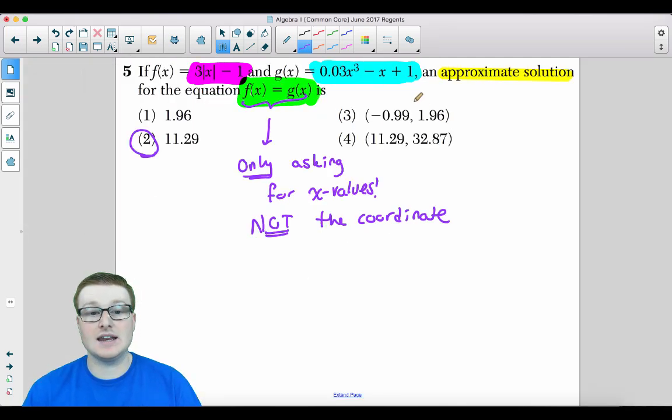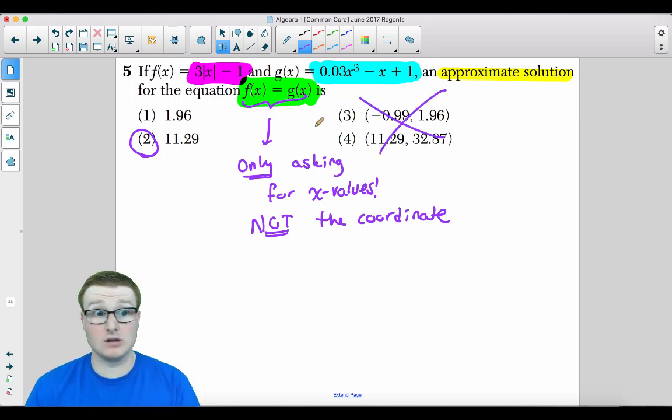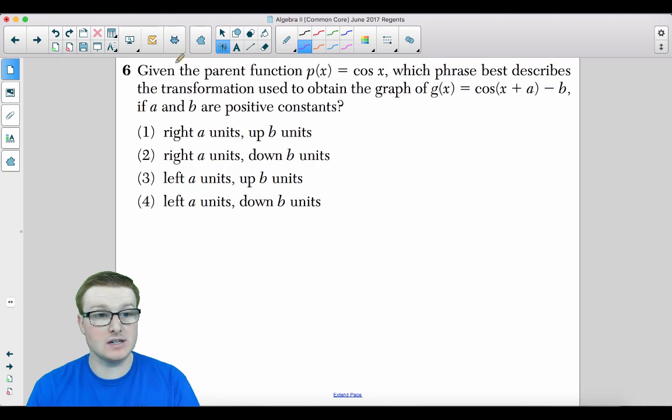The reason why these, again, can't work, they're not asking you for coordinates. They're asking you specifically for the x value. Okay, so these are automatically wrong. So your answer is choice 2. Moving on to number 6.